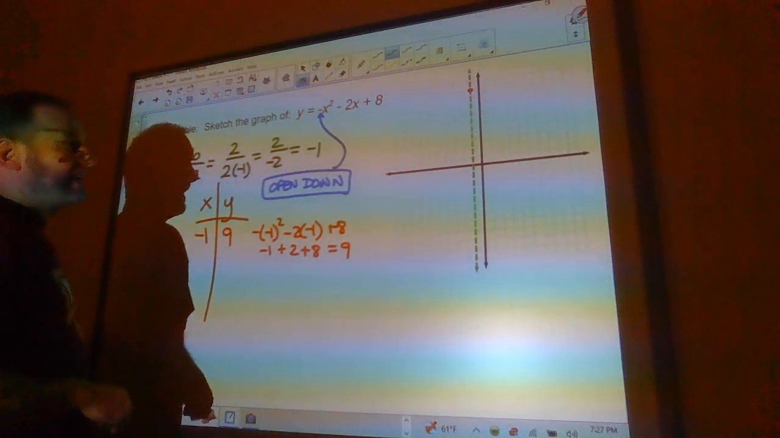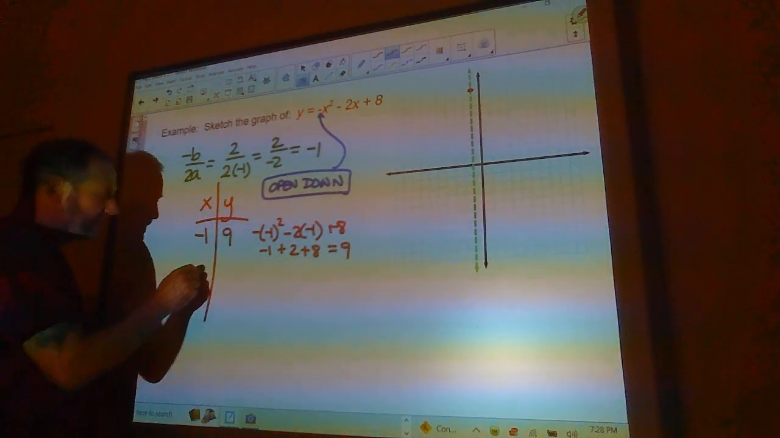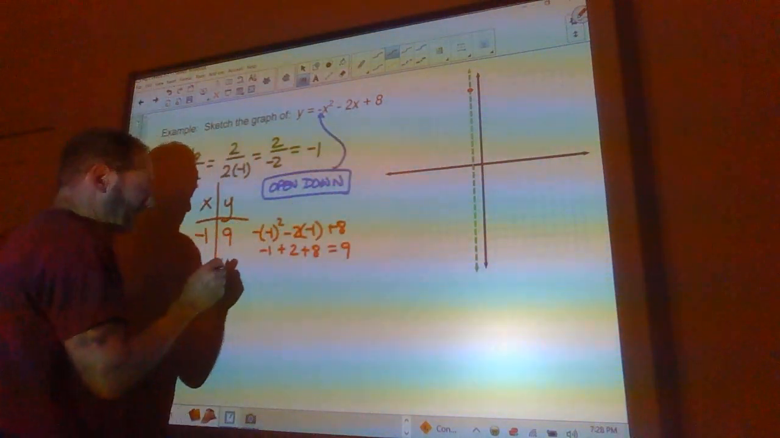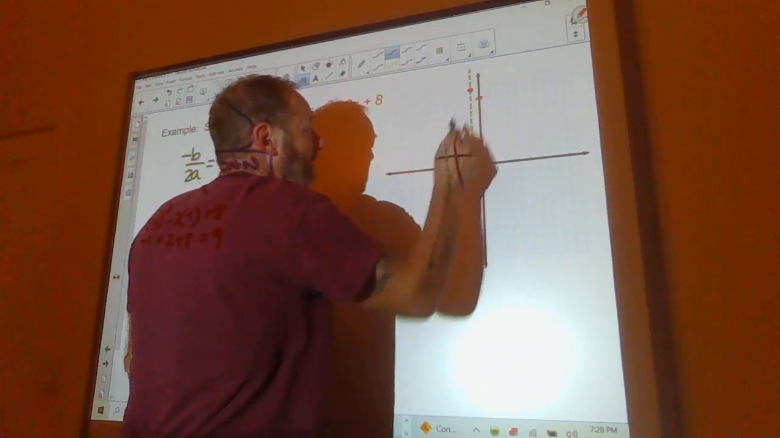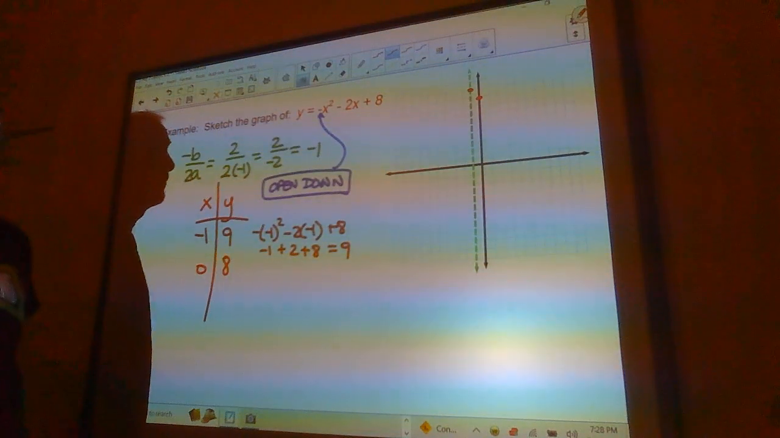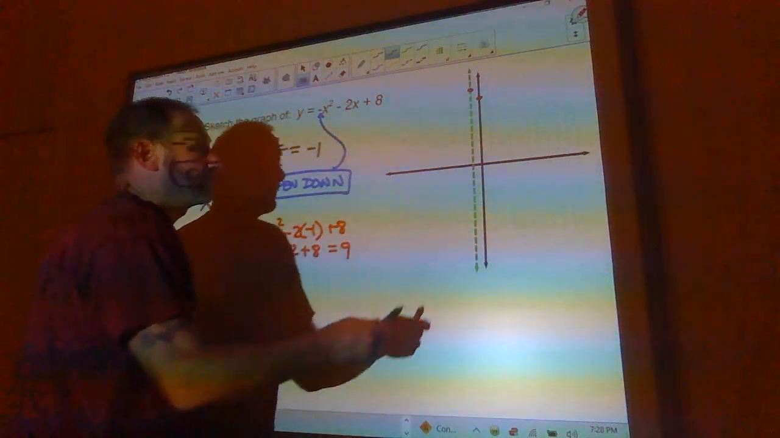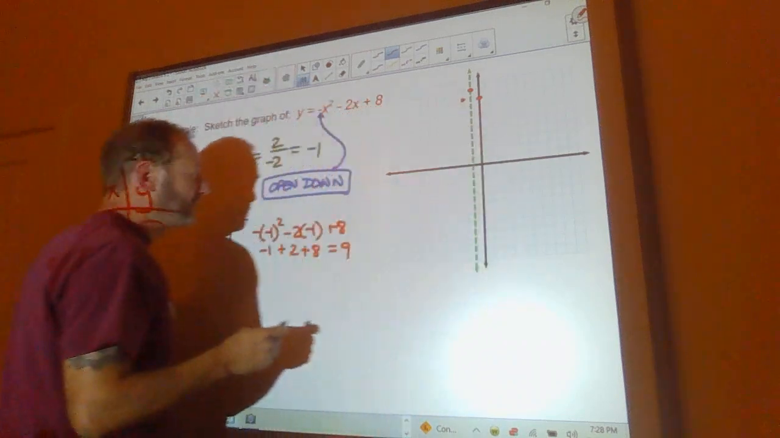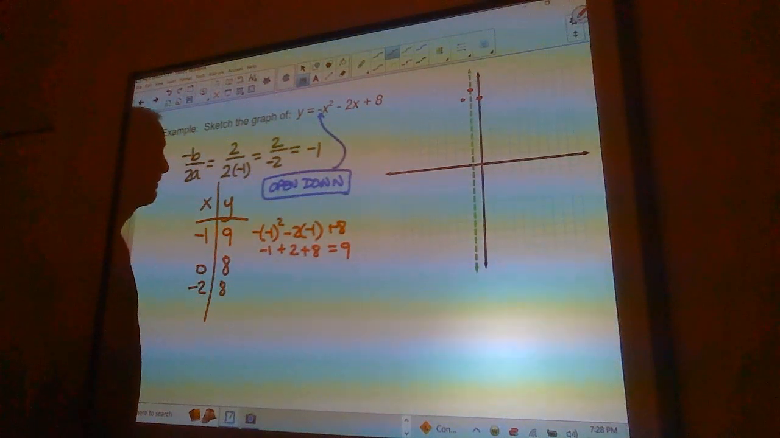Whenever I can, I like to use a 0 because 0 is very friendly. I know that if I plug 0 into this, this all becomes 0 and I just get 8. So 0, 8 is going to be on the graph. Now, I told you it's kind of buy one, get one with this, since it's symmetric. Since this point is on here, I'm going to have another one right here. So negative 2 is also going to give me 8, and I don't even have to calculate that.